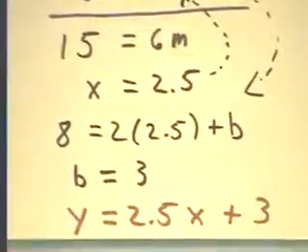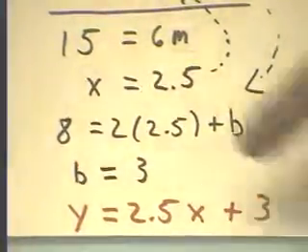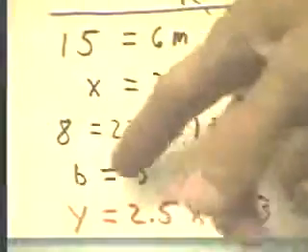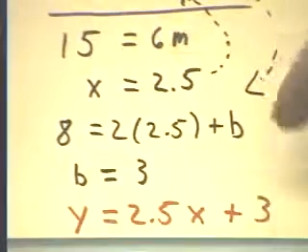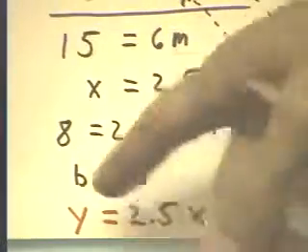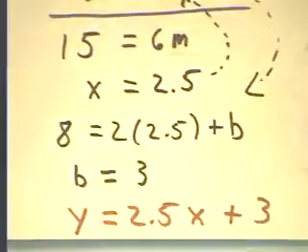Let's look at that. Now, having obtained m equals 2.5 and b equals 3, we put that into the original form, y equals mx plus b, and we get y equals 2.5x plus 3. And that's all there is to obtaining a linear model in a situation like this.